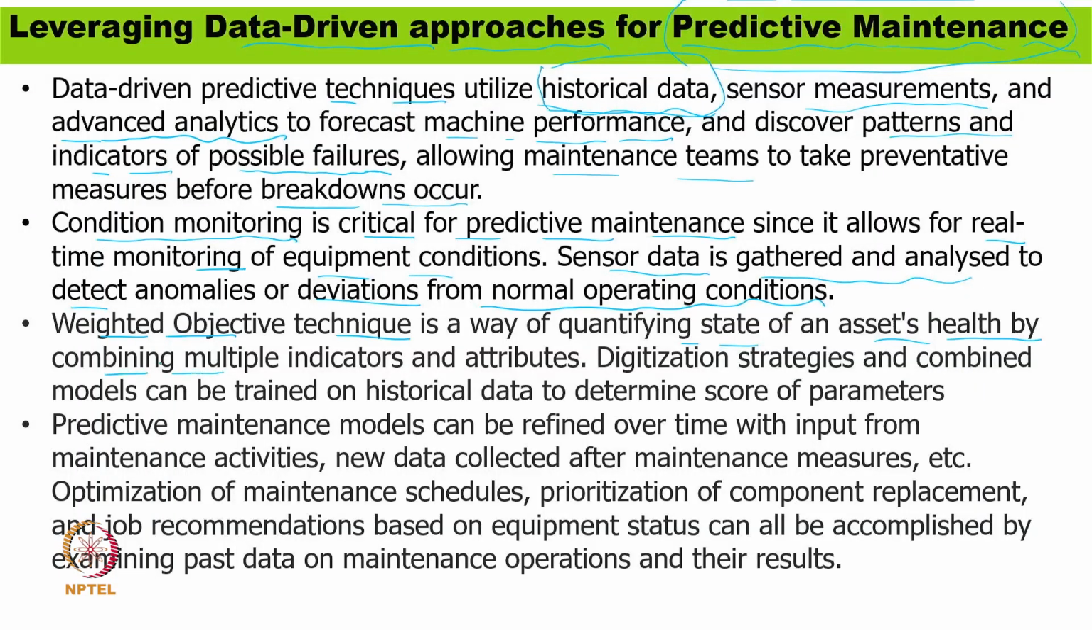And in the previous lecture I mentioned a weighted objective technique. We say that it is a way to quantify a state of asset health, or maybe say system health, by combining multiple indicators. So, we mentioned that we can really choose many variables, many factors, many indicators, and attributes, and then we can come up with which technique or which scheme will be the best, and then digitize strategies and combined with a model can be trained.